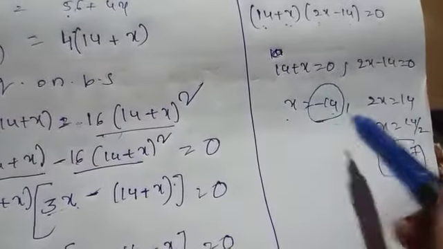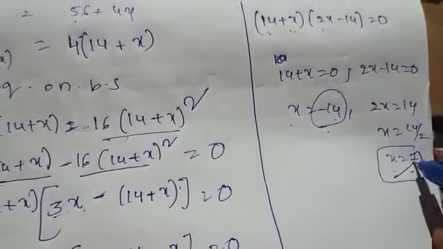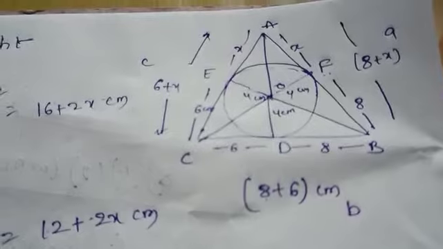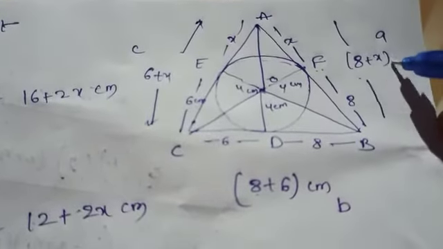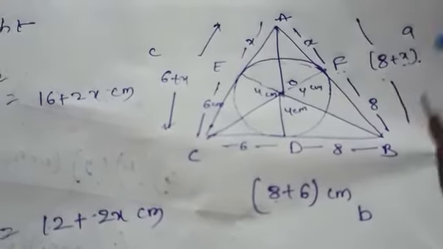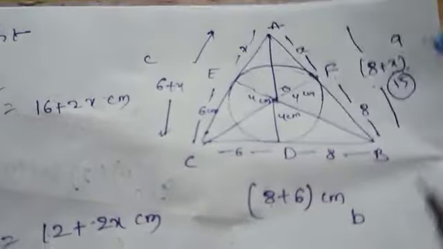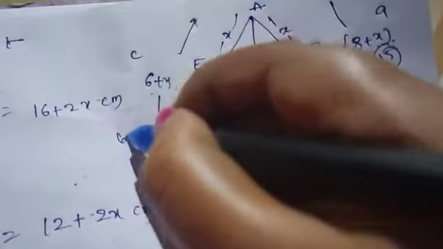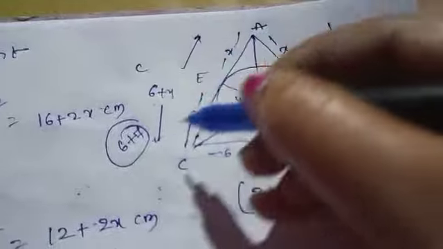Length can never be negative, so take x equal to 7. Therefore AB equal to 8 plus x. X value 7, 8 plus 7 is 15. AC equal to 6 plus x, 6 plus 7 equal to 13.